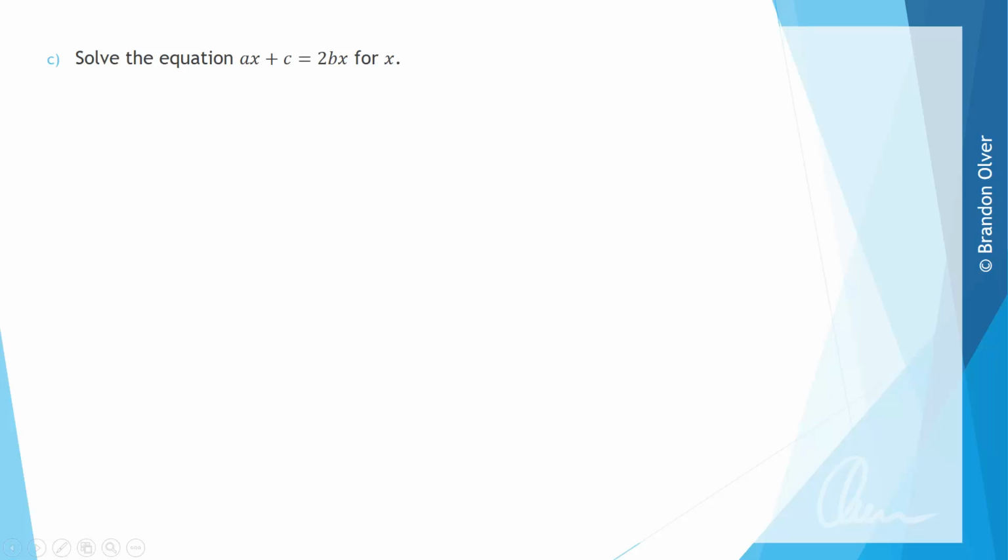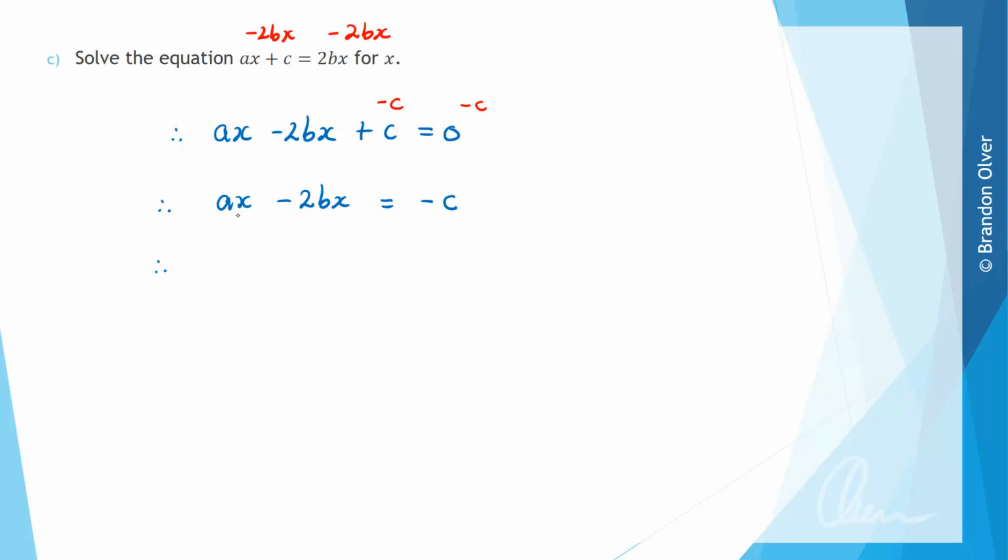For part C, we're going to solve the equation ax + c = 2bx for the variable x. So to start with, we need all terms involving x on the one side of the equation. So to do that, we're going to subtract 2bx from both sides. And doing that will leave us with ax - 2bx + c is equal to 0. Next, we're going to get rid of the plus c, which is on the same side as x. So we're going to subtract c to get that over the other side of the equation. So therefore we find ax - 2bx is equal to -c.